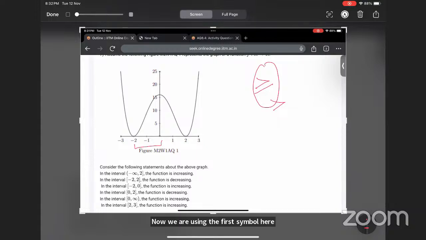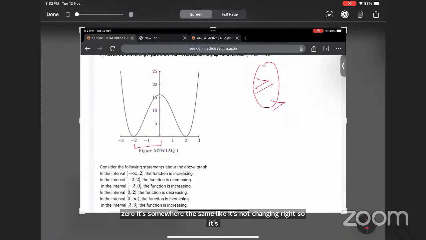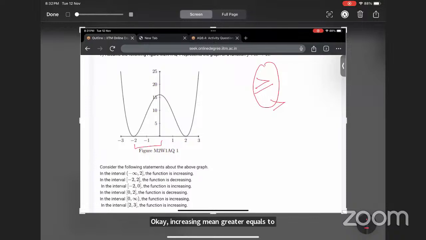So you are saying that near zero it's somewhere the same, it's not changing, right? Correct. It is not increasing there. That is why this is increasing. Increasing means greater than or equal to; it can be the same. If you have something like that, still it is increasing. In this portion it is the same, but still it is increasing. But this is not strictly increasing. Strictly increasing means this. Got it. Thank you.